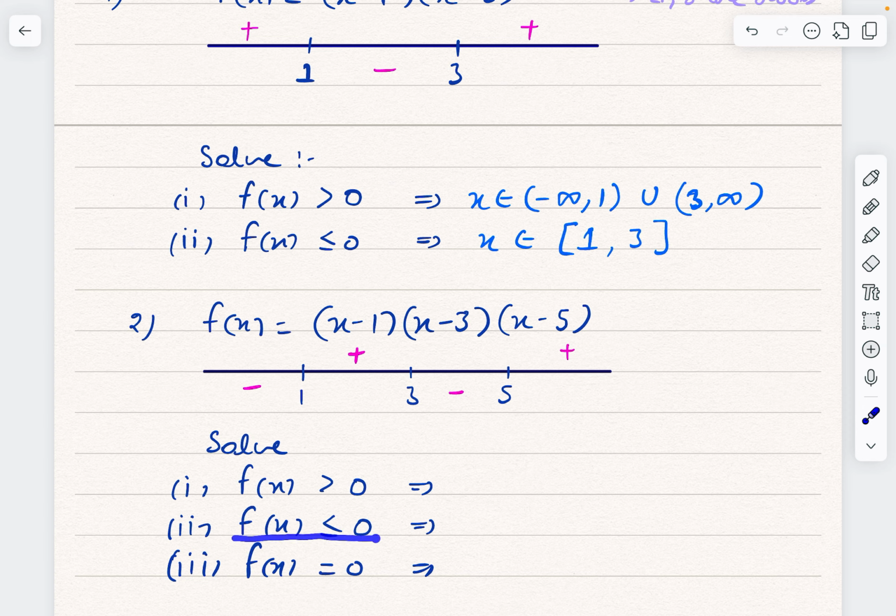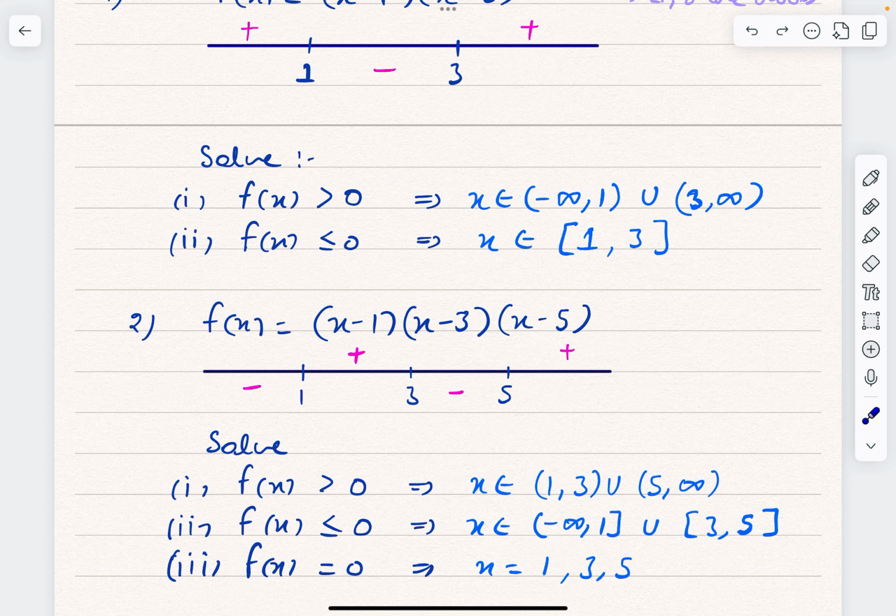f(x) less than or equal to 0. Where is it less than or equal to 0? Before 1 and between 3 and 5. f(x) equal to 0. Where is f(x) equal to 0? At 1, 3 and 5. So the answers will be these. You can match your answers.